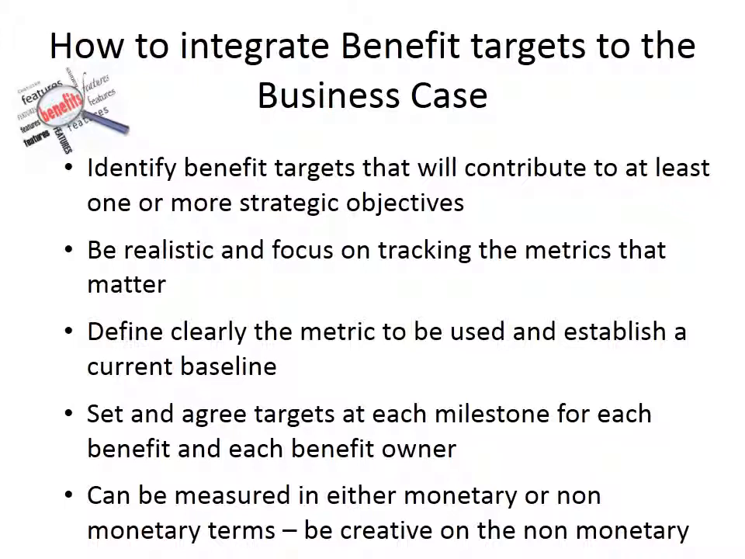And develop a forecast. What are the targets? Often it's more like a tolerance or a range that we want to achieve. As we're doing that, we should do that based on the current baseline. It won't be possible for all benefits because sometimes we don't actually have a current baseline. So if you don't have a baseline, you should just go with a target.